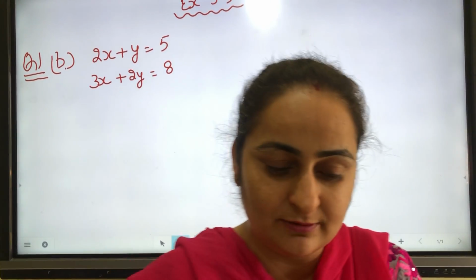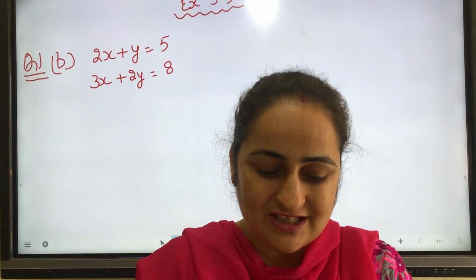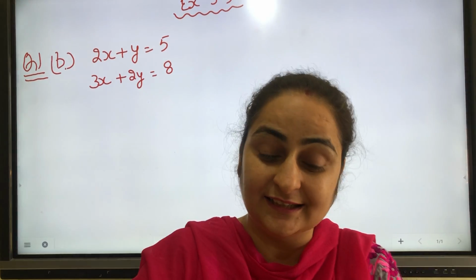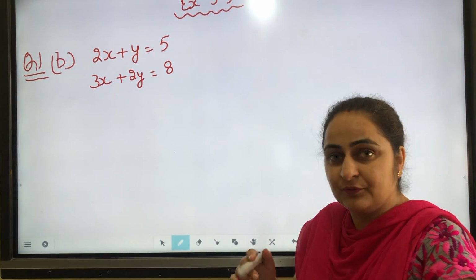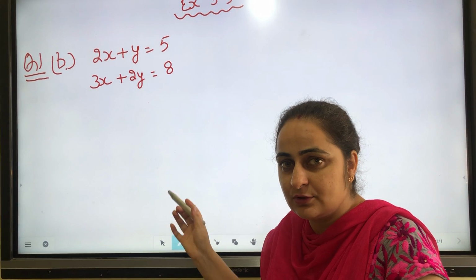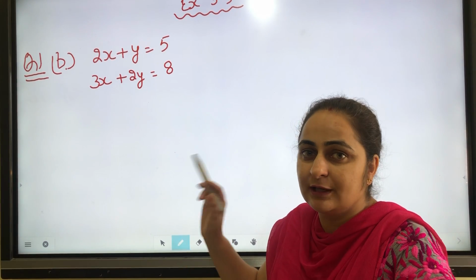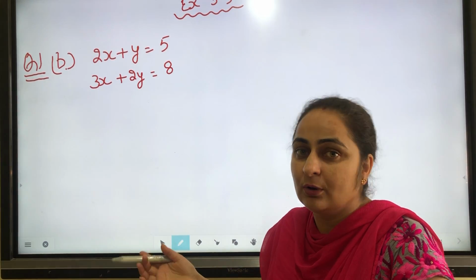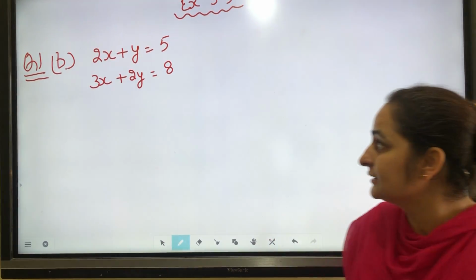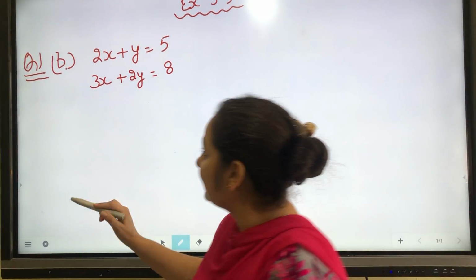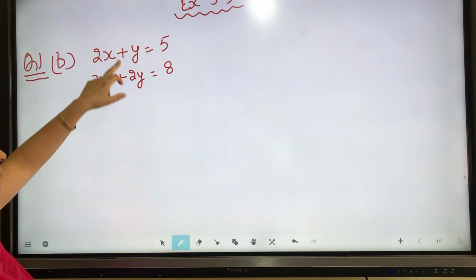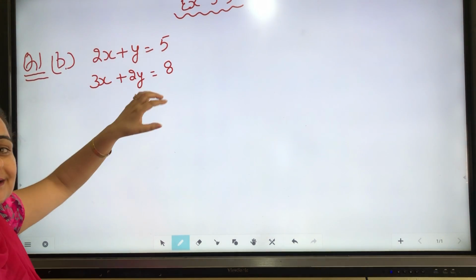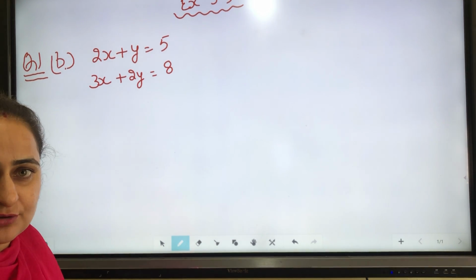Yes, good morning students. Now let's start the next exercise, that is 3.5. Firstly, we all know how to check whether the solution is unique, or there is no solution, or there are infinitely many solutions. How will we check first? If a1 upon a2 is not equal to b1 upon b2, then the solution is called a unique solution.